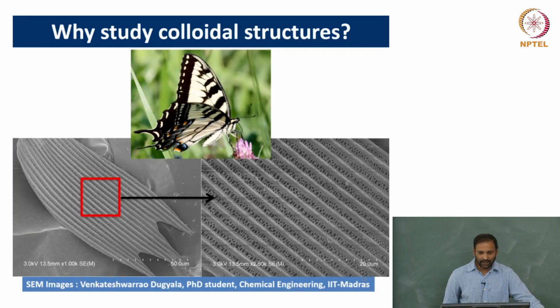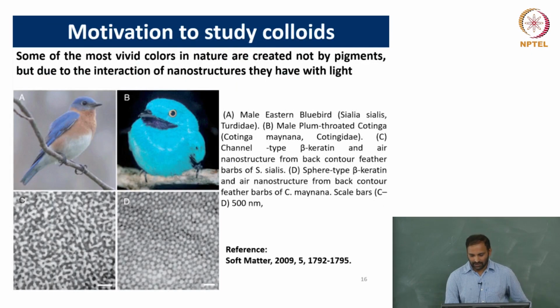This is not the only example. These are again some pictures a student of mine took some years ago. Again, butterfly wings. This is about 20 micrometer, but if you look at these structures here, they are again very much colloidal in length scale, 1 nanometer to 1 micrometer. Plus, you have again some examples from literature.